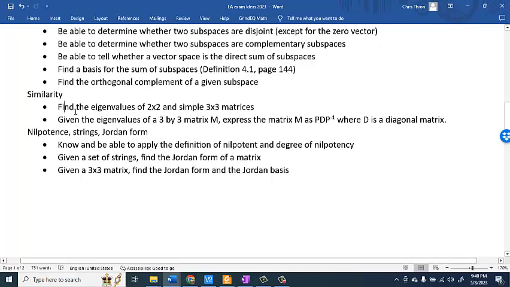Okay. Nilpotent, strings, and Jordan form. You should be able to apply the definition of nilpotent and degree of nilpotency. A matrix is nilpotent if some power is 0. Degree of nilpotency is the smallest power for which it's 0. Given a set of strings, find the Jordan form of a matrix. We had some problems like that in the last homework assignment. If I can show you what I'm talking about.